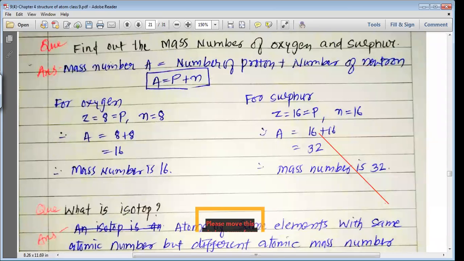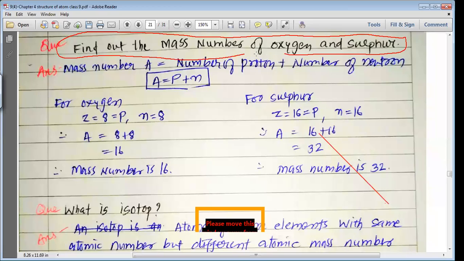Now next question. Find out the mass number of oxygen and sulfur. Mass number is equal to number of protons plus number of neutrons, that is A is equal to P plus N. Now when we look at oxygen, my dear students, oxygen has atomic number 8, that is 8 protons, and the number of neutrons present in oxygen is 8. So the mass number is equal to 8 plus 8, that is 16.